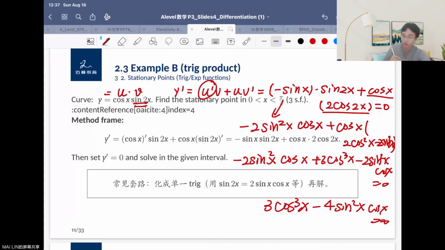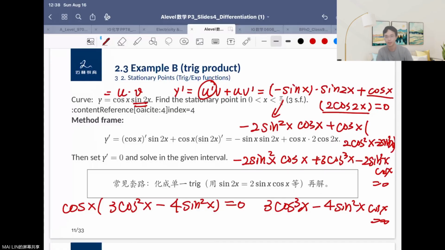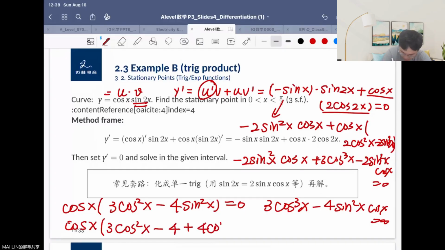Then we can try to make a factorization here. You can first extract cosine x from the original equation. That becomes cosine x times (3 cosine x squared minus 4 sine x squared) equals 0, right? Okay. We can turn sine x squared into cosine x squared. So it is cosine x times (3 cosine x squared minus 4 plus 4 cosine x squared).